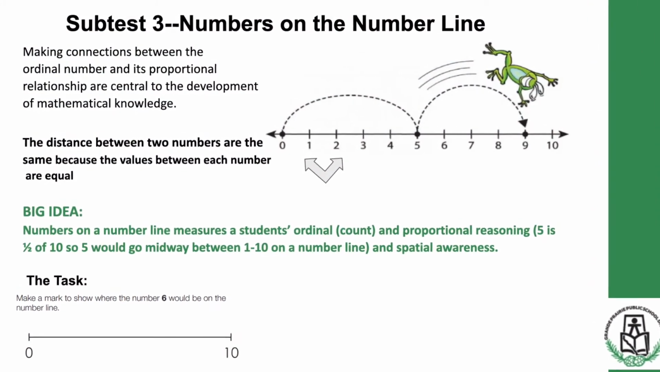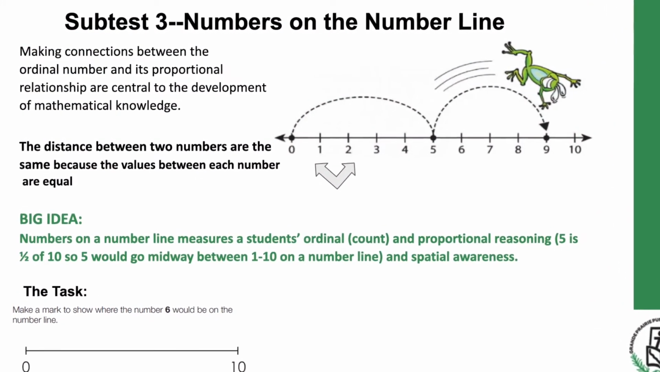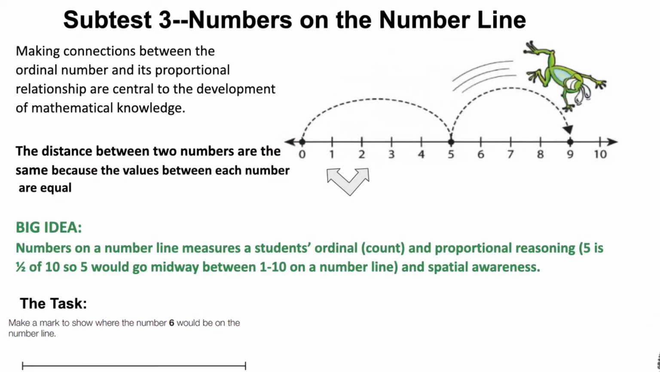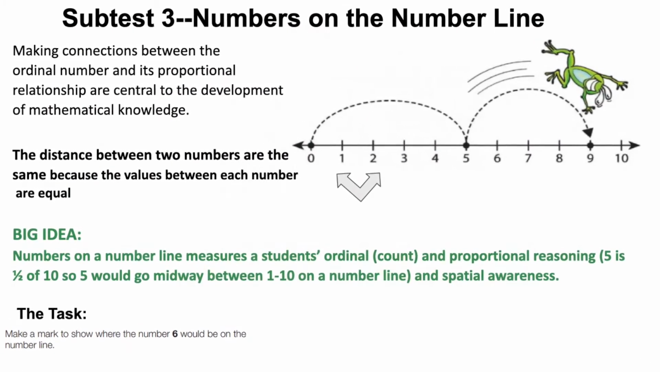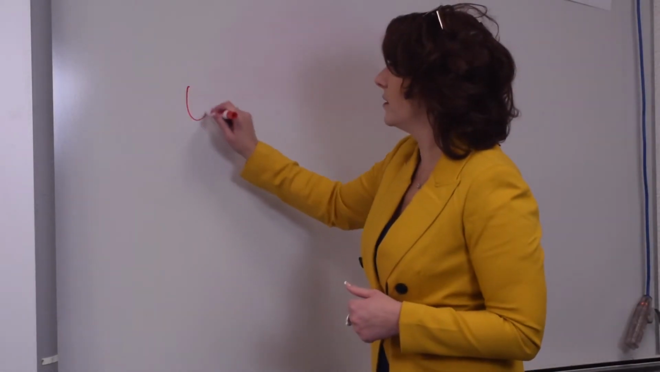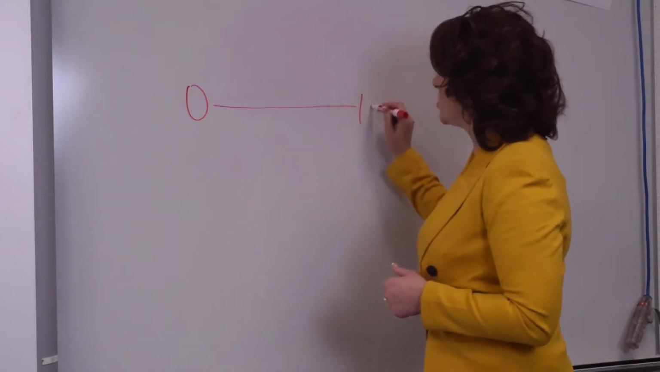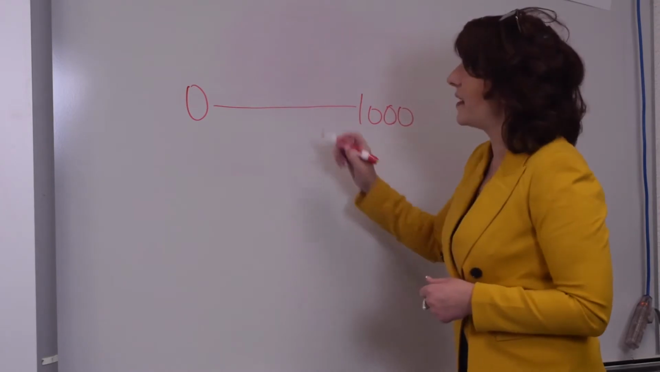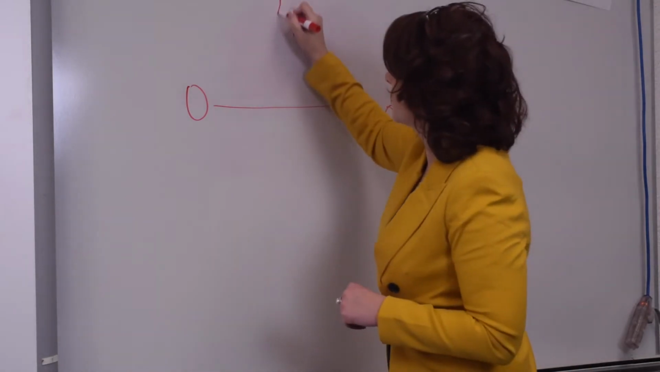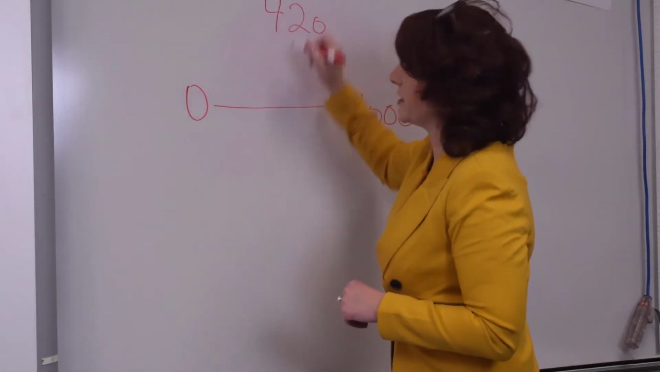The third subtest on the government assessment was called Numbers on the Number Line. And the connection here was for ordinal number and proportional reasoning. A student was given a number line, for instance, from 0 to 1,000, and they were given one number. So the number may have been 420.